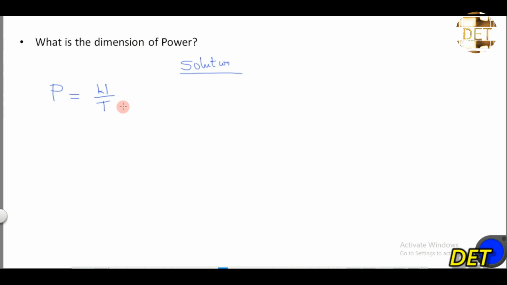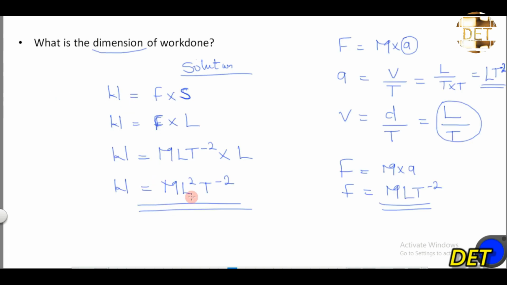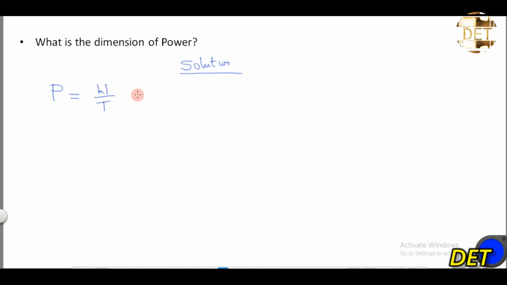So we've already looked for the dimension for work done, and work done is equal to ML squared T raised to the power of minus 2, right? So that's the dimension for work done, over T. That's the dimension for power now, right? So this will now be equal to ML squared T raised to the power of minus 2. When this T comes up, it becomes what?